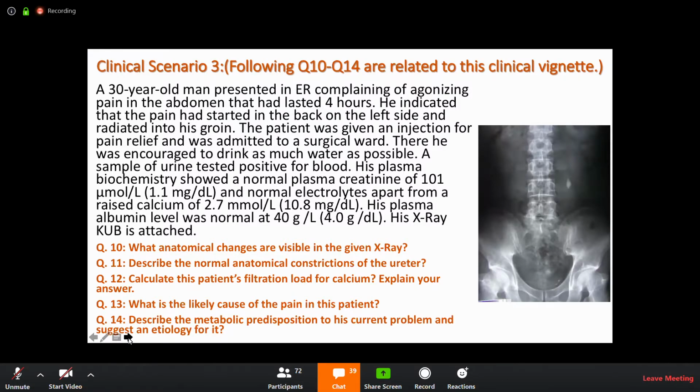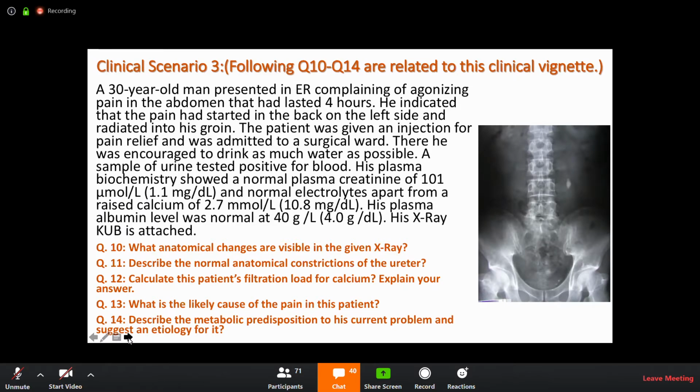Dr. Atif, you're muted. Could you just unmute yourself? Thank you. So guys, the question says what anatomical changes are visible in the given X-ray. Remember, when we are referring to any X-ray, first we need to have a good knowledge of X-ray, plus we need to have a good knowledge of the patient, because we are not treating X-rays here. We are treating a patient, and the patient came with a complaint. These scenarios help us understand what has been given within these X-rays.